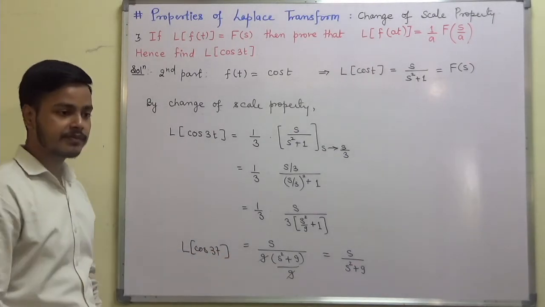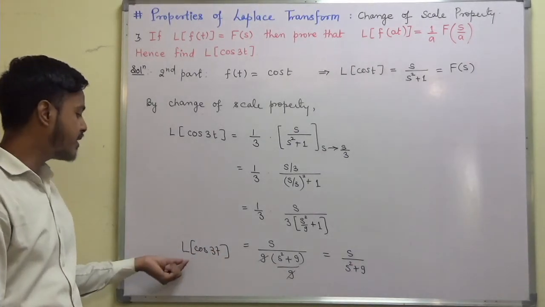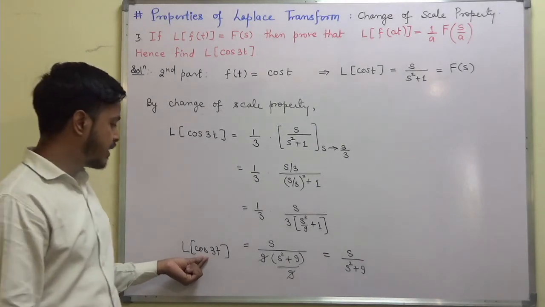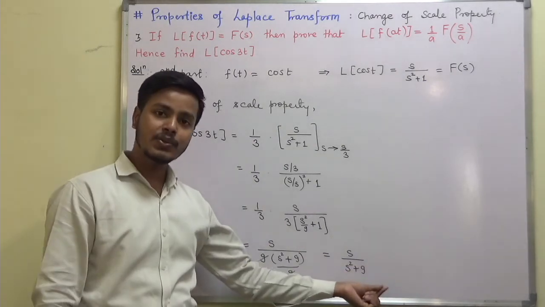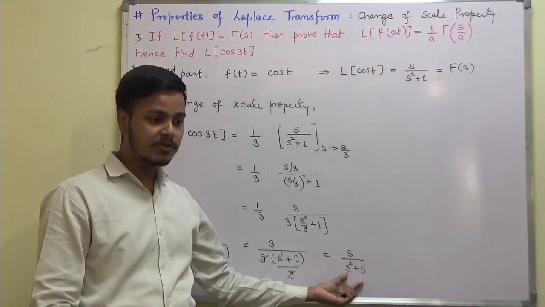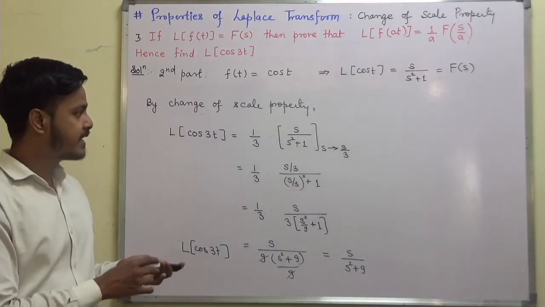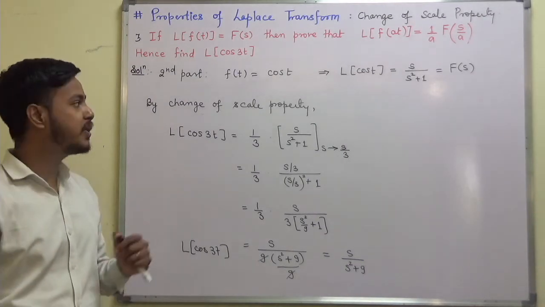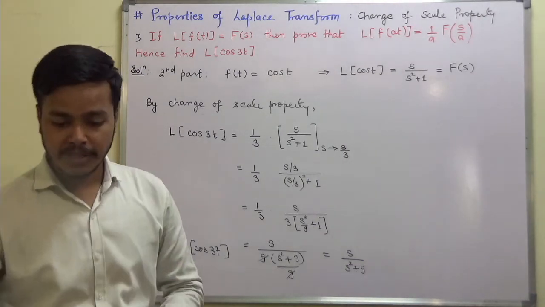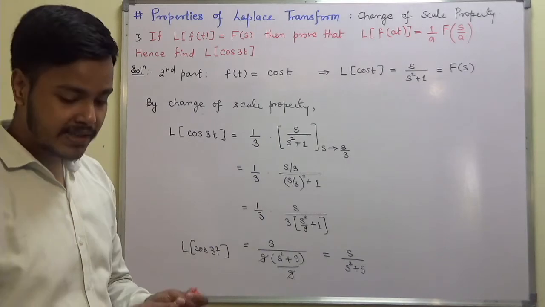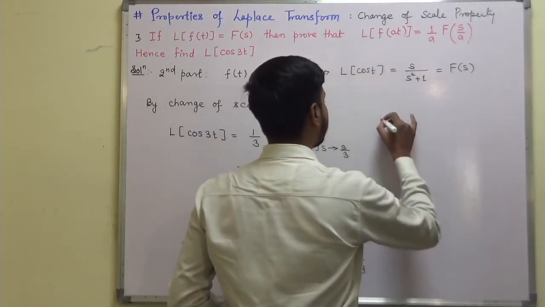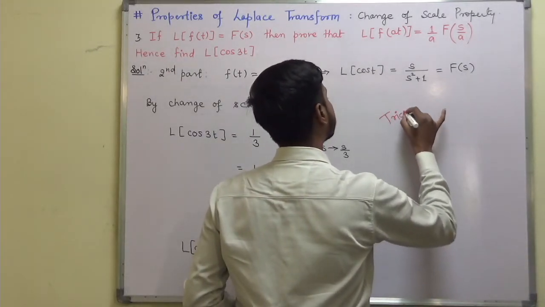Very simple. And we actually know what is Laplace transform of cos 3t? S upon s square plus 3 square. So the answer is also verified because we have seen the elementary Laplace transform. Simple. So in this way you can solve the problems. So let me give you one problem to try this. I am giving you a tricky question.